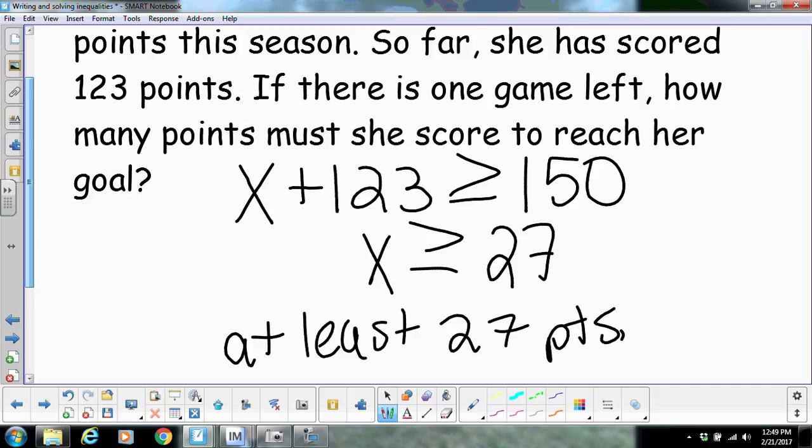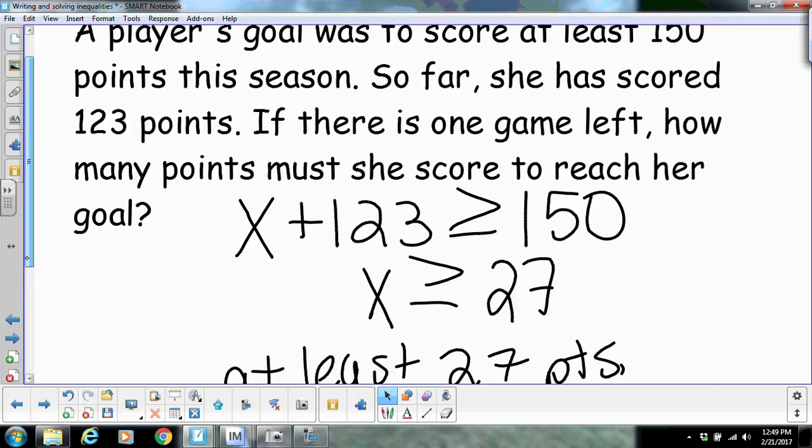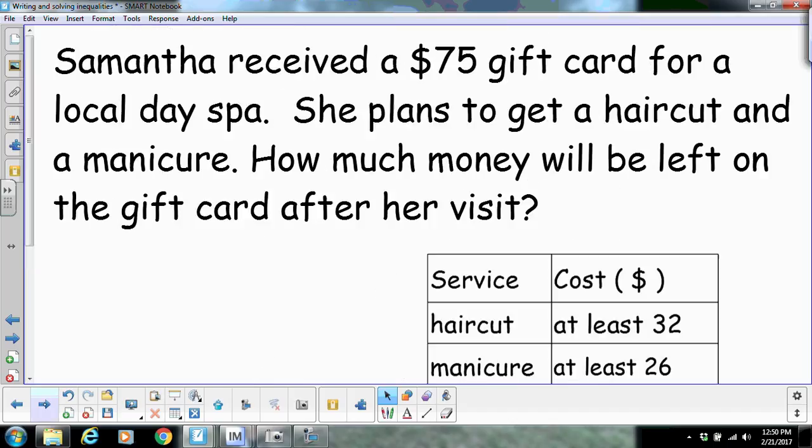Okay? Can he score more than 27 points? Can he score 27 points? Yes. Okay, now, if it said his goal was to score more than 150, if it just said more than 150, then could he score 27 points? No, because that would put him right at 150. That's not what he wants. He wants more than. So at that point, it would just be he'd have to score more than 27 points.